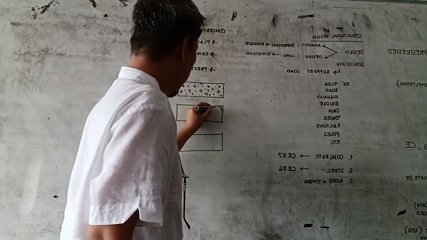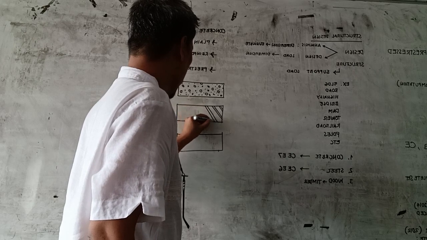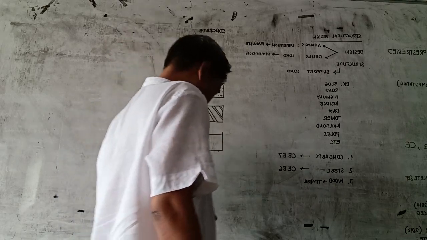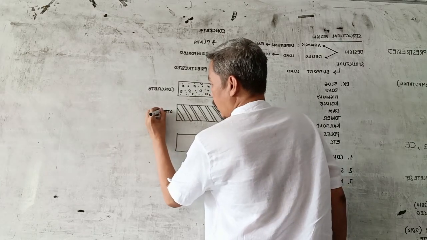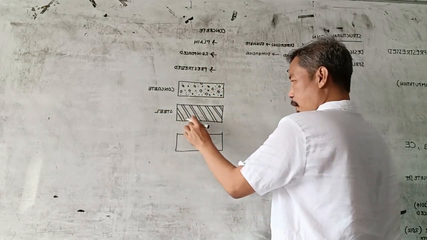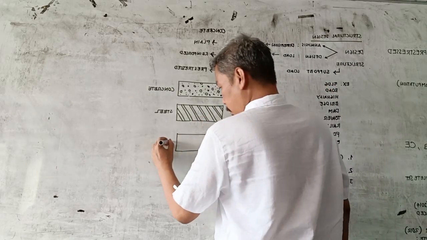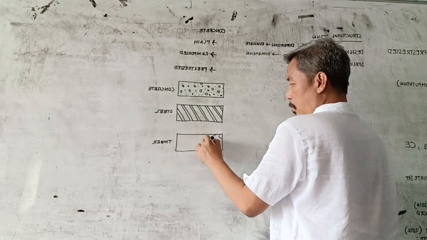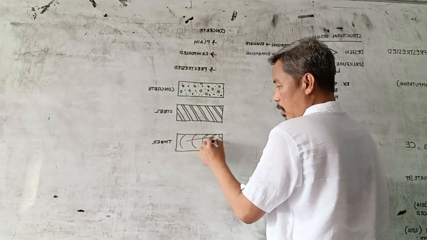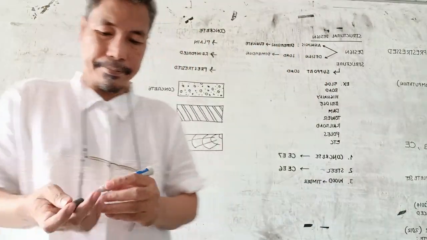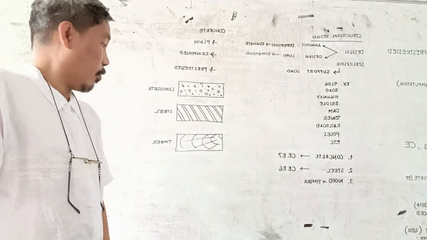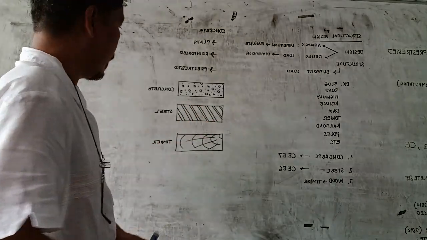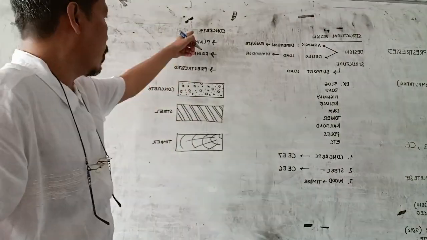Then for steel, if the material is steel, this is the symbol. And then for timber, we have the symbol. Cross-sectional symbol, material.